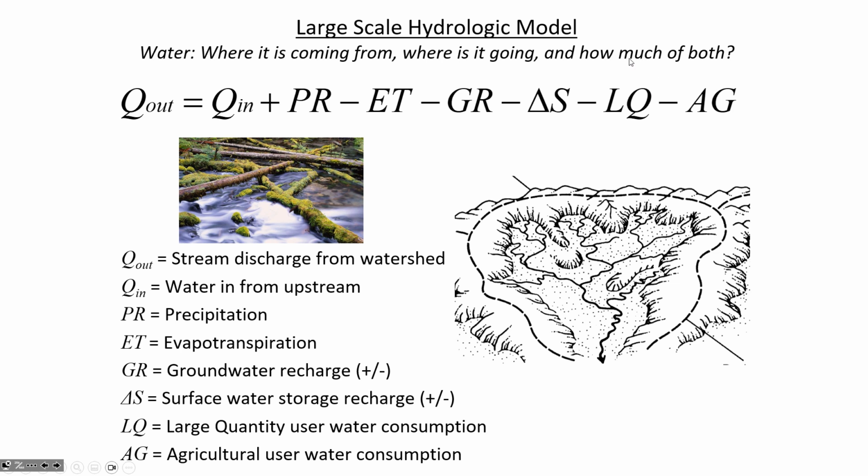LQ, large quantity user consumption. There are sometimes industries like power generation, chemical plants that use water for cooling. There can also be water that's withdrawn from streams to provide like residential water service. You know, here in Huntington, there's a West Virginia American Water treatment plant just up the road from here. It's probably only about a mile away, maybe less, where they're drawing millions of gallons of water per day from the Ohio River. So that contributes to the amount of flow that goes out of a watershed.